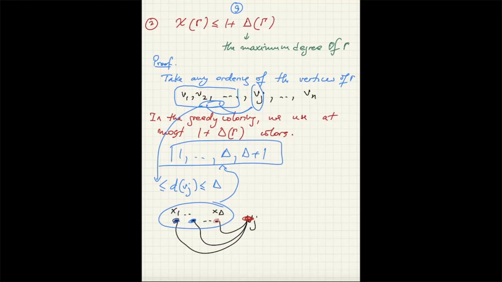And there is a result of Brooks, which we're not going to prove. This is Brooks' theorem that improves this result. It essentially tells you when you have equality there: equality in this inequality happens if the graph is a complete graph or an odd cycle. So it says that if gamma is not a complete graph nor an odd cycle, then the chromatic number of gamma is at most the maximum degree of gamma.